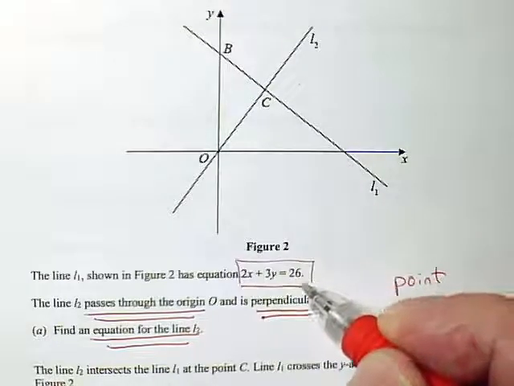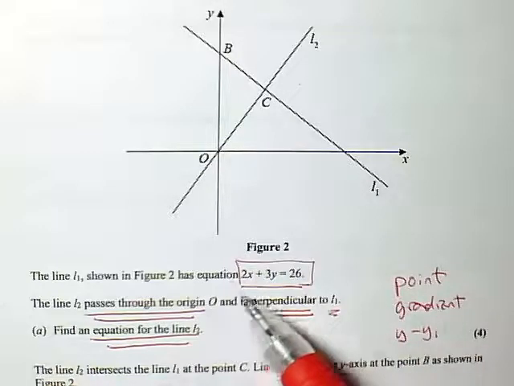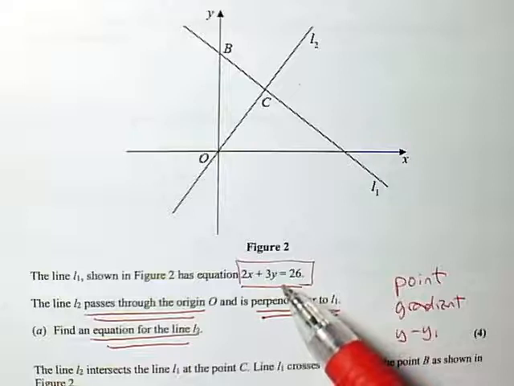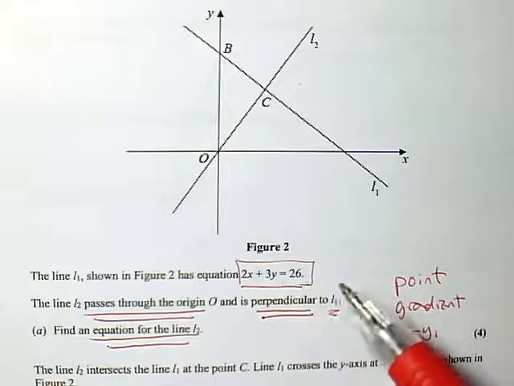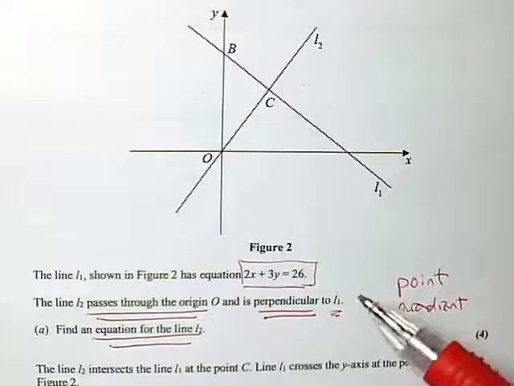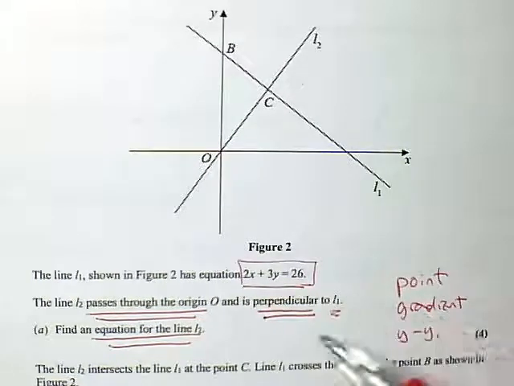There's L1. Okay, how do I get the gradient of L1? Well, this is an equation, but it's not in the form y equals mx plus c. So the three methods for gradient, there's a 2-point method for gradient. Well, I haven't got 2 points on any line, so I'm not going to use that. Differentiation is not relevant in this question. It's a straight line gradient, so it's the third method for gradient, y equals mx plus c. Get the gradient of L1 first.